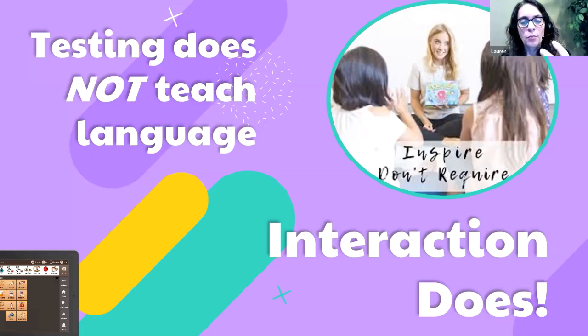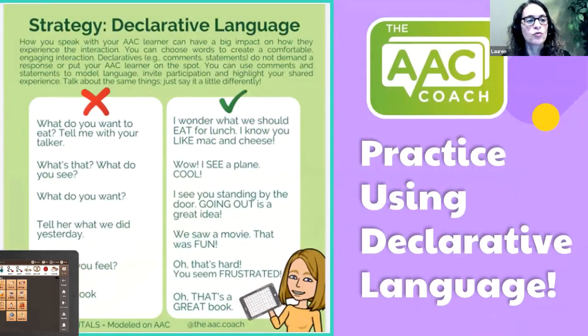Interaction, bringing about connection with them so that they want to interact with you. They want to engage, they want to connect. That's what brings about language. So we can use language rather than saying, what do you want to eat? It could be, oh, I want mac and cheese. No. I want turkey. I wonder what you want to eat for lunch. So what you've done is you have not demanded to know what they want. You have shown that you're interested, and you're not making it such a test.